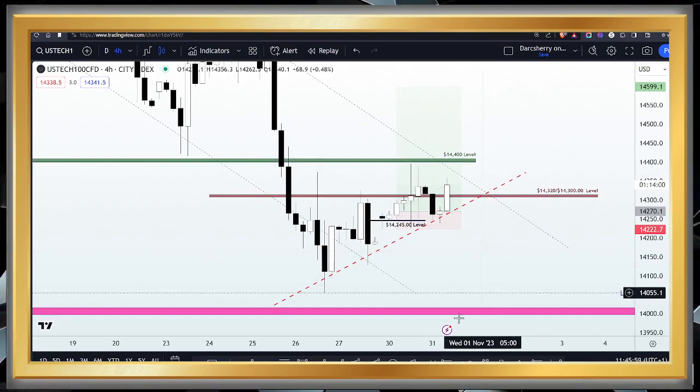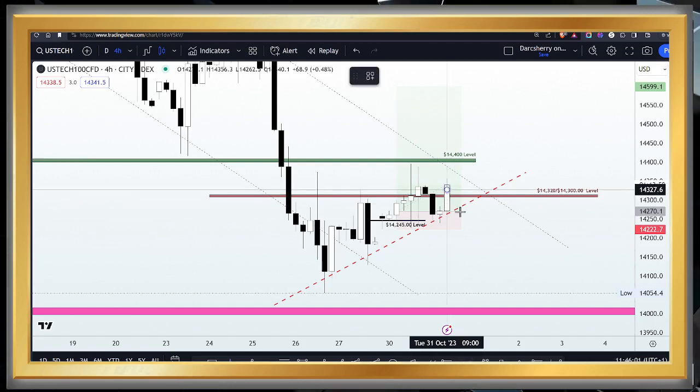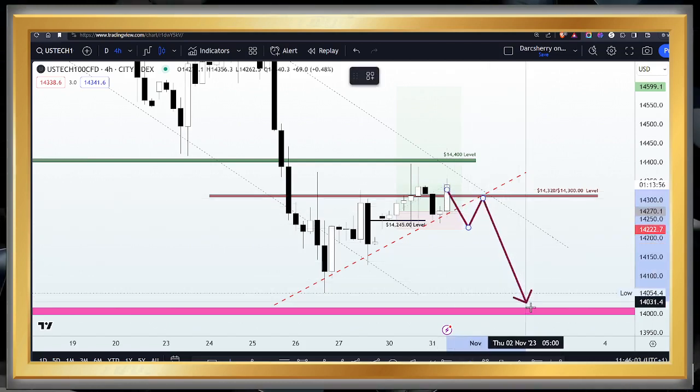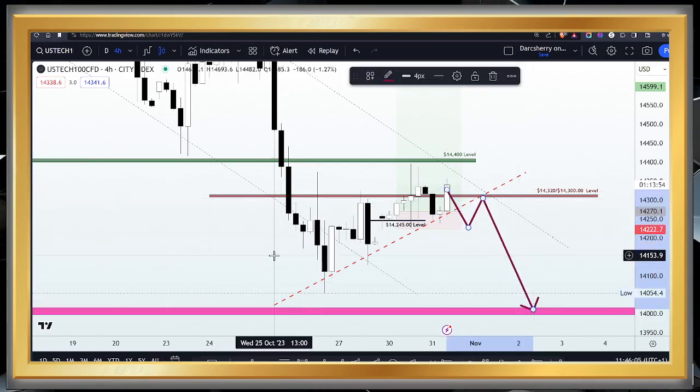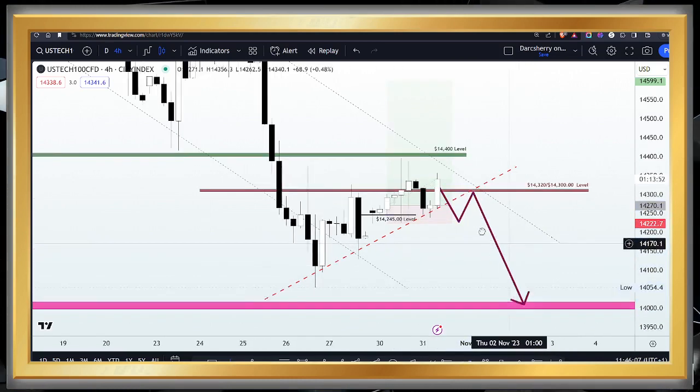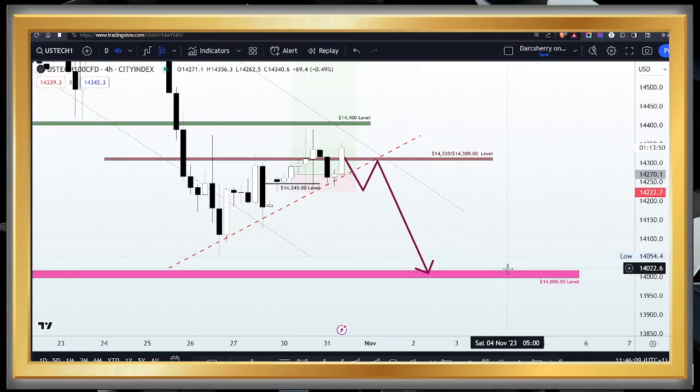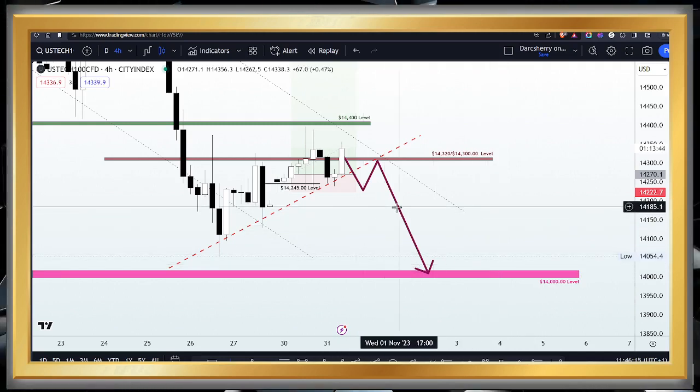Now, the only condition that will make us want to sell is for this ascending trend line to be broken to the downside to incite a bearish momentum, maybe into that key level at the $14,000 area. And if it gets broken to the downside, we look out for more opportunities to sell.